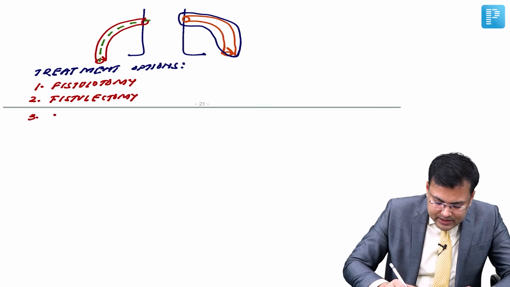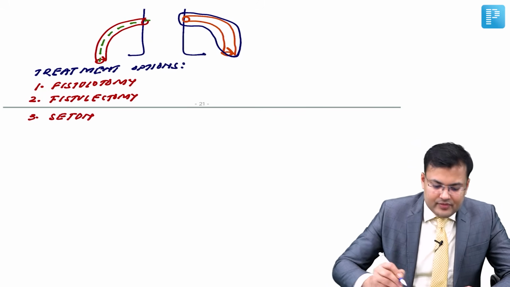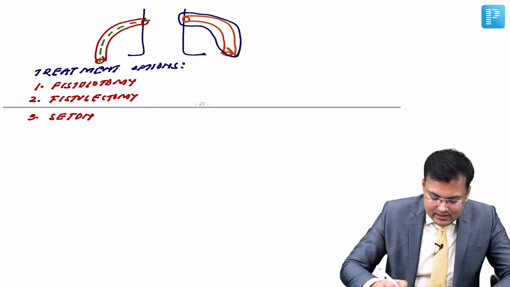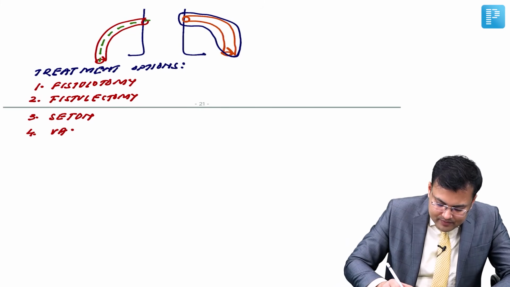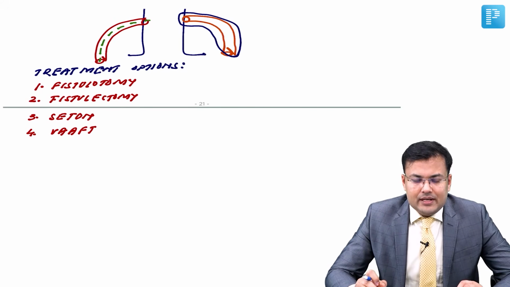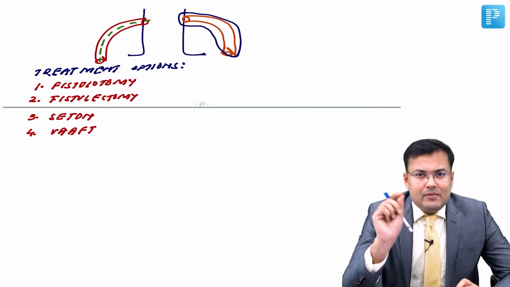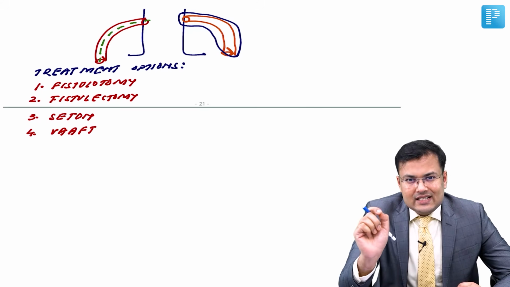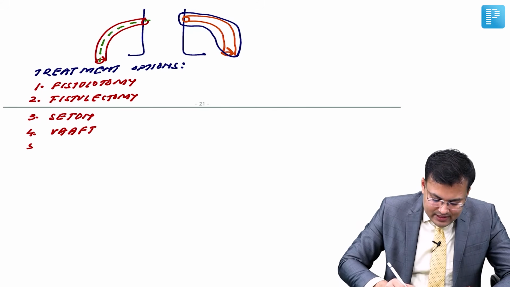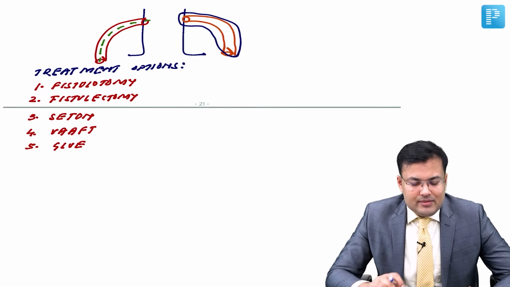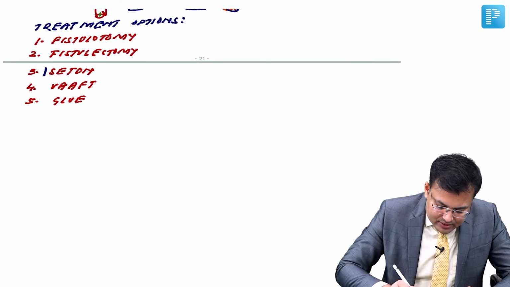Nowadays there is a popular treatment available and that's known as Seton. In the market it is available by the name of Ksharsutra. Seton we will discuss in detail. Fourth is VAAFT. What is the full form of VAAFT? Video assisted anal fistula treatment. Here with the help of a miniature endoscope, we treat it. So that's why it's known as video assisted anal fistula treatment. And we can inject glue inside the tract. So these are the treatment options. The most popular is this Seton.